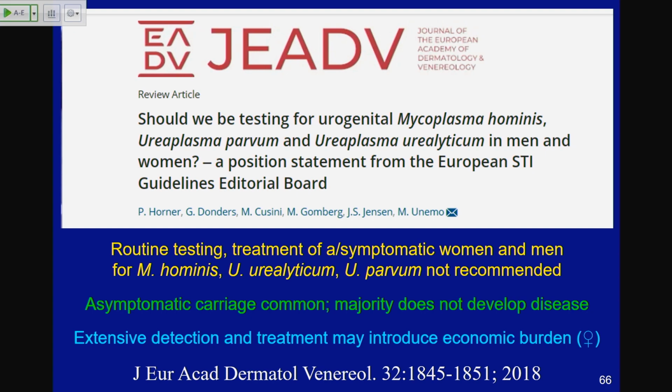And yes, they detected them, and they mentioned in their paper that asymptomatic carriage is common, just like those ureaplasma data I just showed you, but they're not clinically significant. And in fact, extensive detection, maybe with those wacky syndromic panels, and treatment may introduce economic burden, especially to female populations.